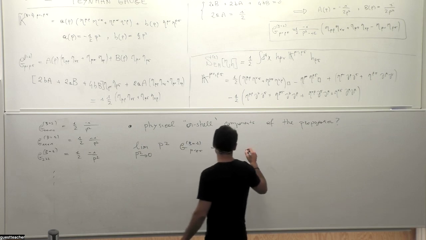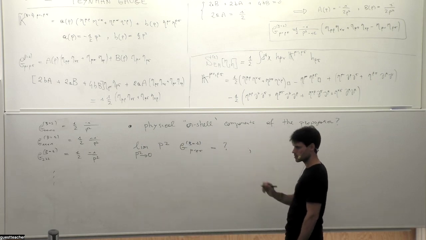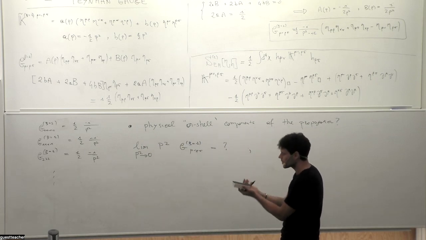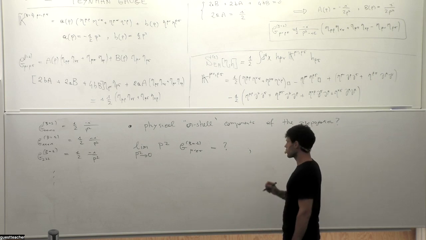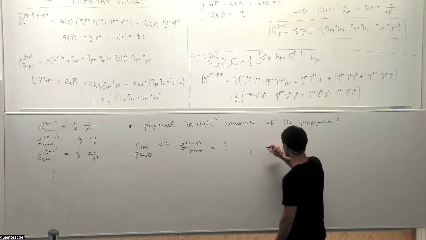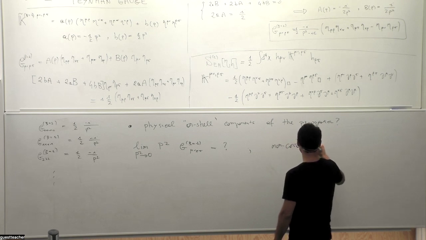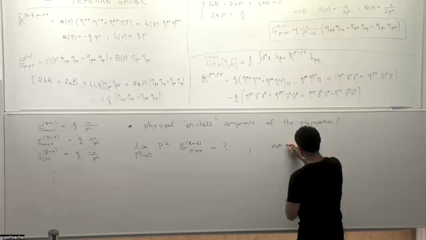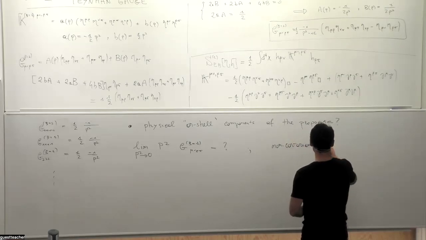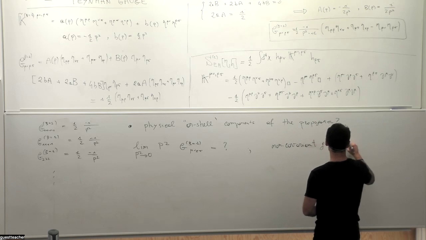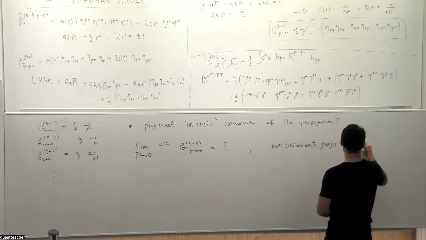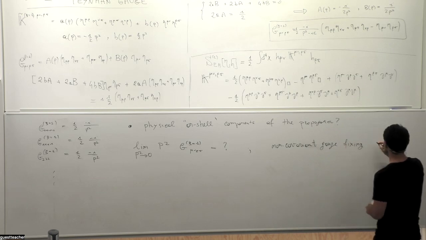And there is actually a nice way to understand what is happening and how to really identify the physical components by working in a non-covariant gauge fixing. Non-covariant, my gosh, non-covariant gauge fixing, which is basically the following.